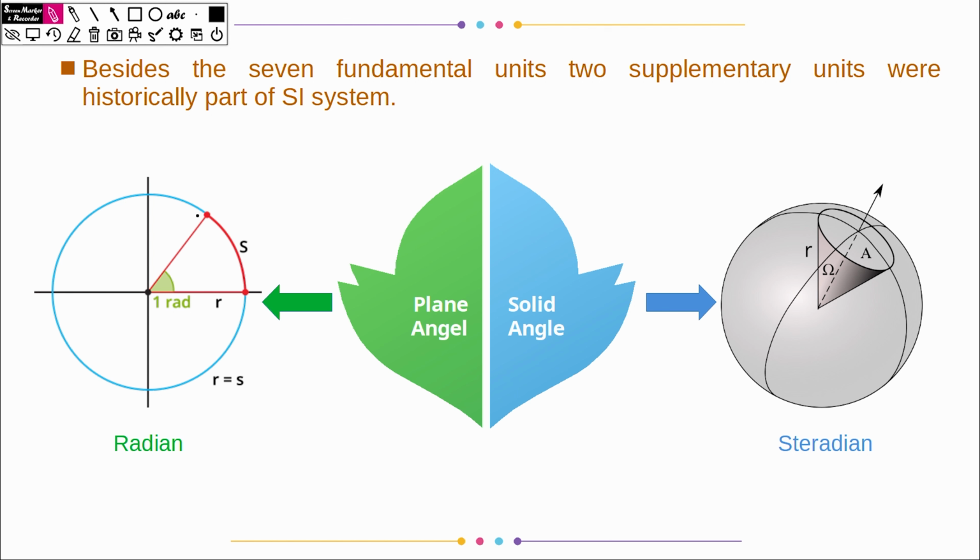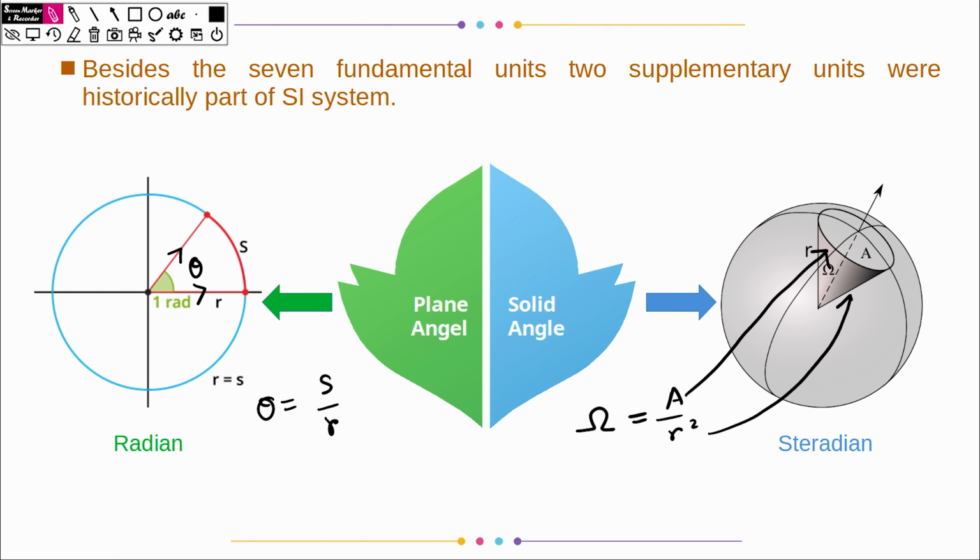We can see there is a circle and there are 2 intersecting lines which is making an angle theta at the center and making an arc length of S. Therefore, we can write plane angle theta is equal to S by R, where S is the arc length and R is the radius of the circle. Similarly, solid angle, which is represented by the symbol omega, is written as A by R square, where A is the area of the circle and R is the radius of the sphere.